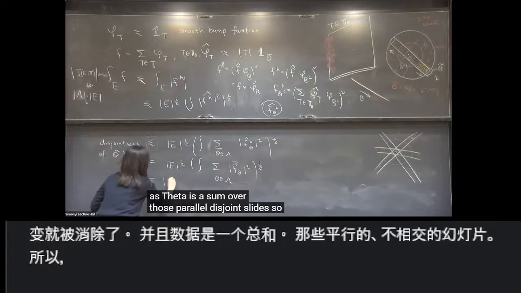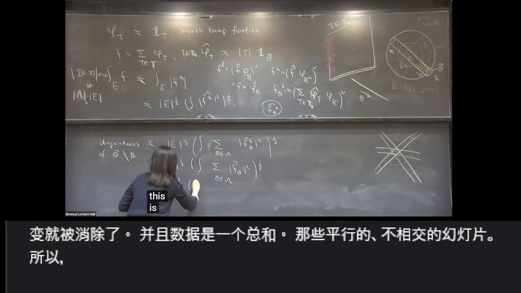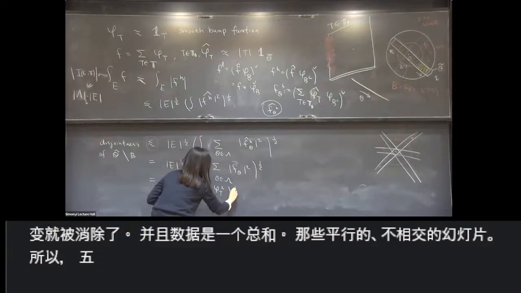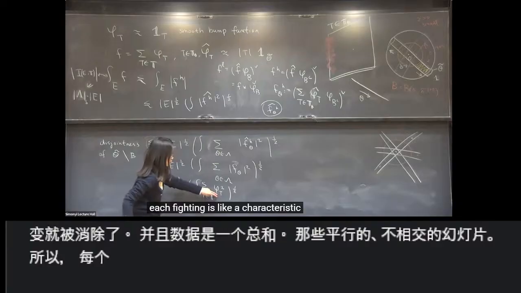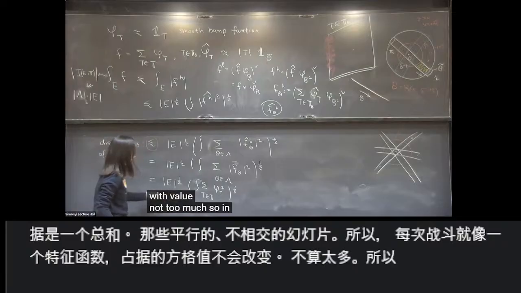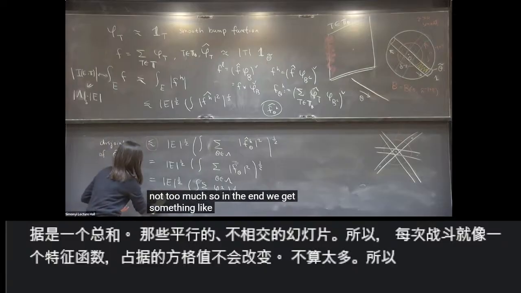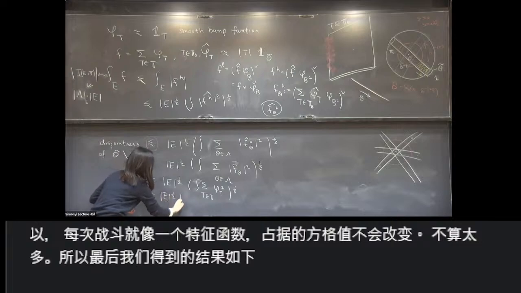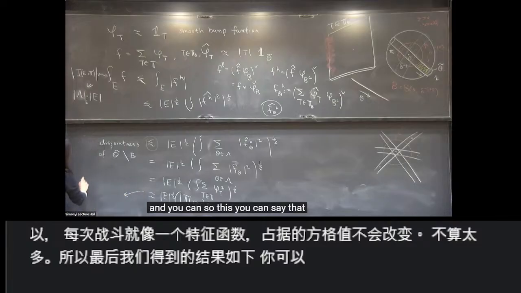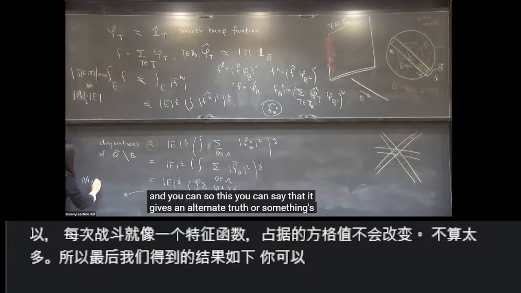So this is phi t squared. And each phi t is like a characteristic function. Taking square doesn't change its value too much. So in the end, we get something like, and you can say that it gives an alternate proof of Maldague's projection.